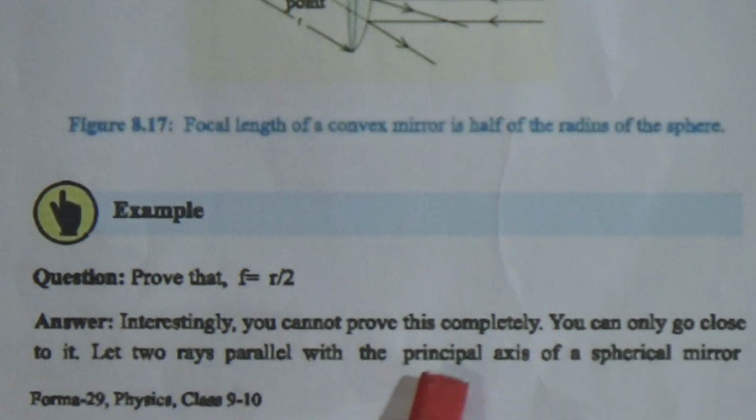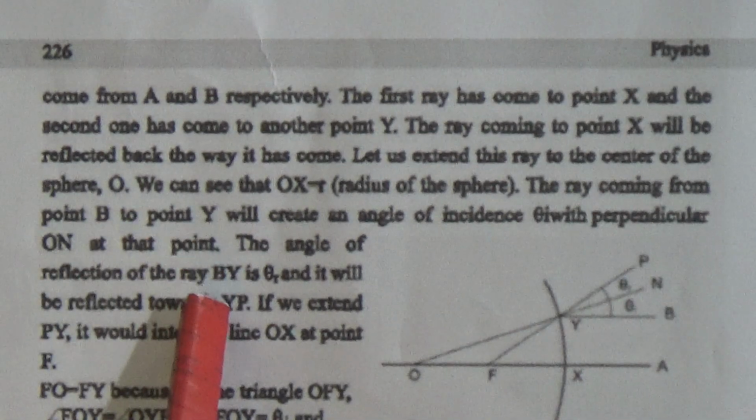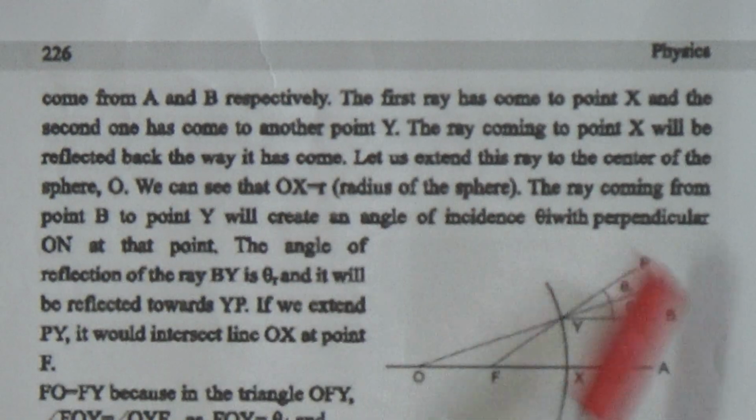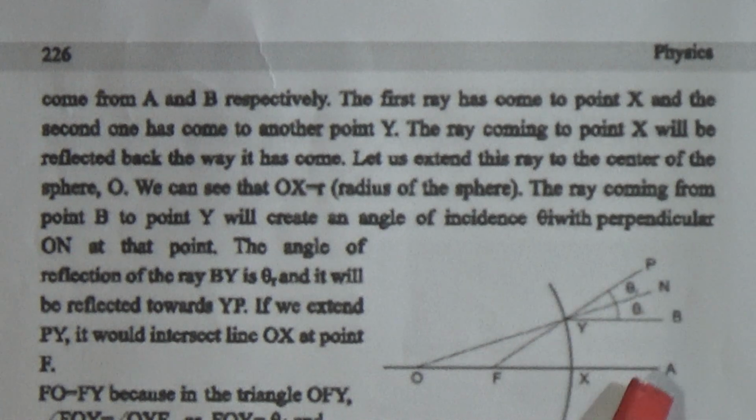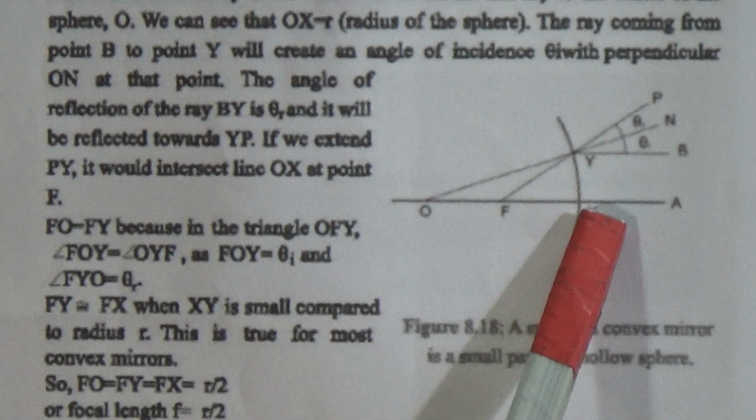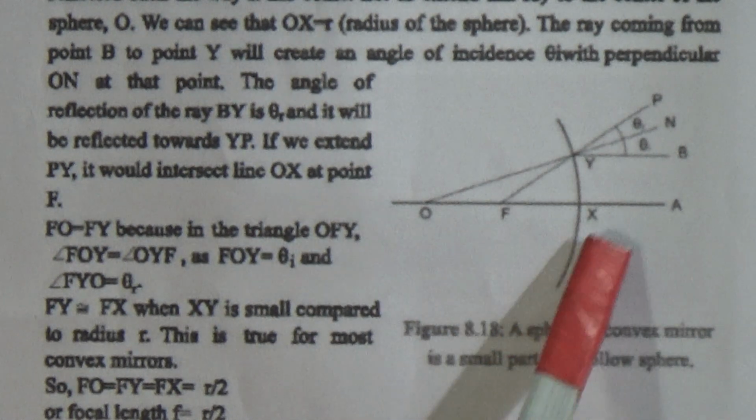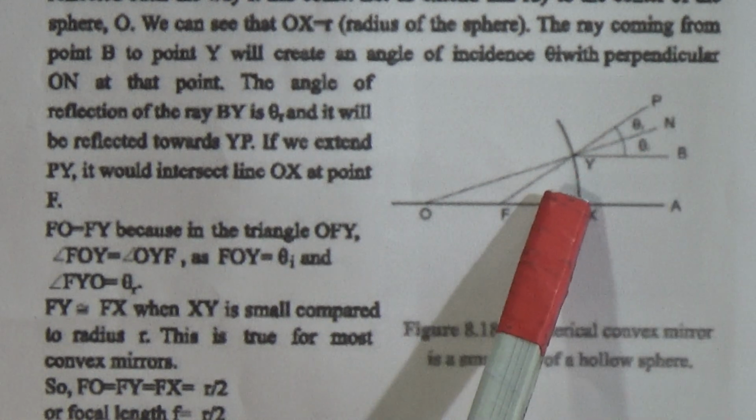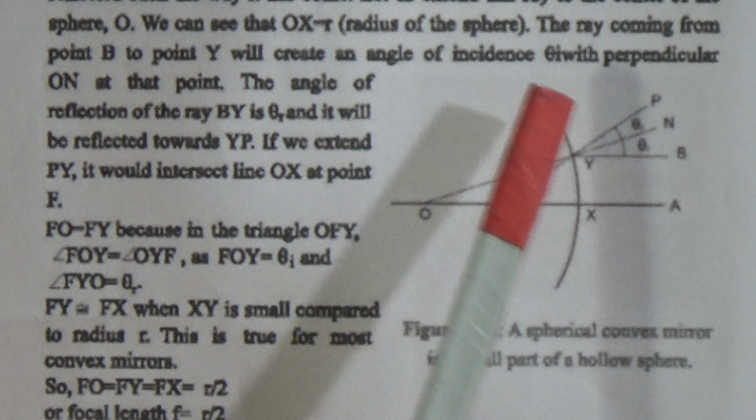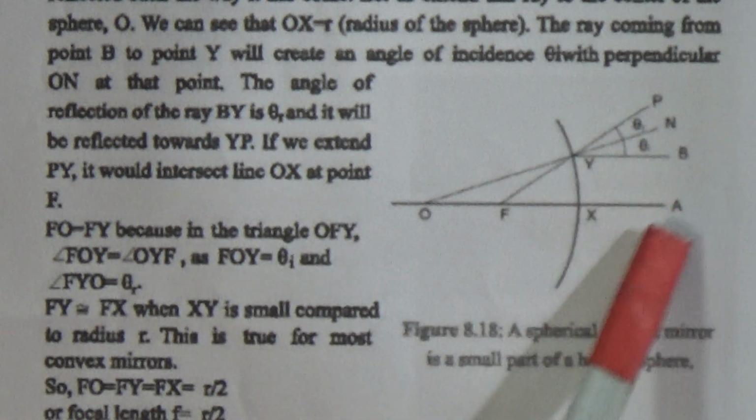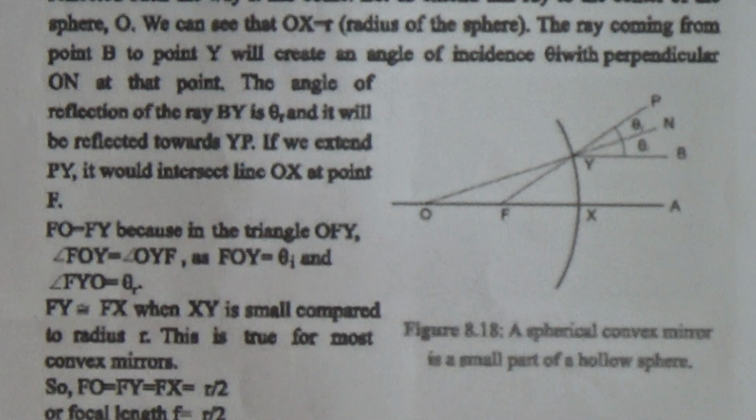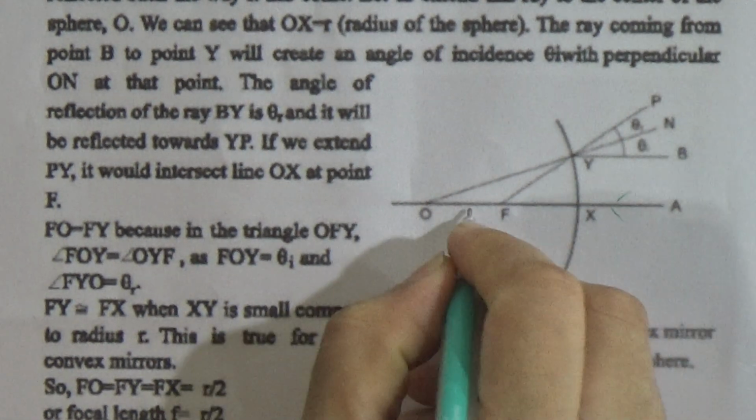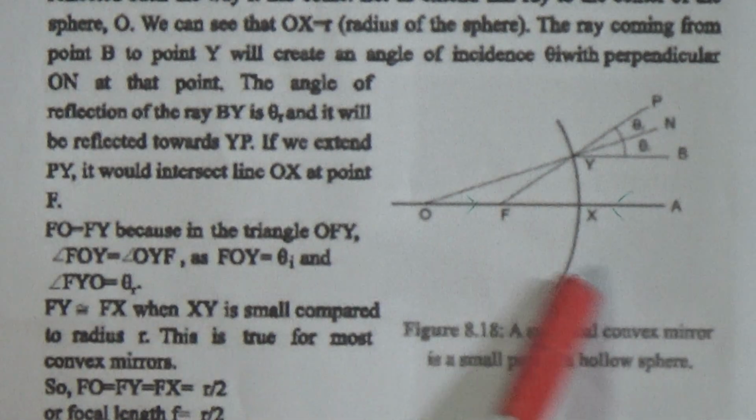Lay two rays parallel to the principal axis of a spherical mirror, coming from A and B respectively. The first ray has come to point X. This is XY, the spherical convex mirror, and the first ray has come to point X, and the second ray has come to point Y. The ray coming to point X will be reflected back. The ray coming to point Y will also be reflected this way.